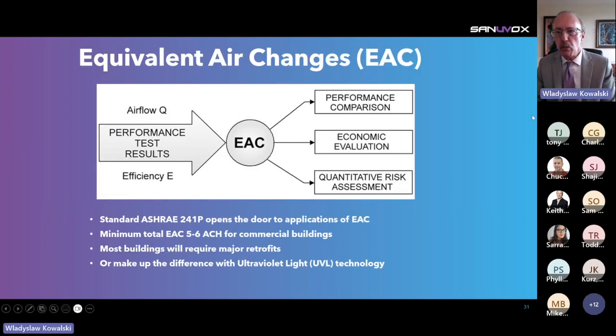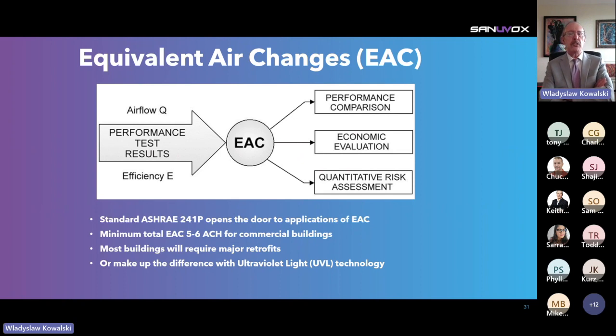Now, the importance of equivalent air changes is probably going to be realized very soon, thanks to ASHRAE Standard 241P, as it allows for the use of EAC technologies, or technologies which provide equivalent air changes. And since most buildings do not meet the current guideline for air exchange, which according to ASHRAE is about 5 to 6 air changes per hour for commercial buildings, most buildings will not have that capacity presently.